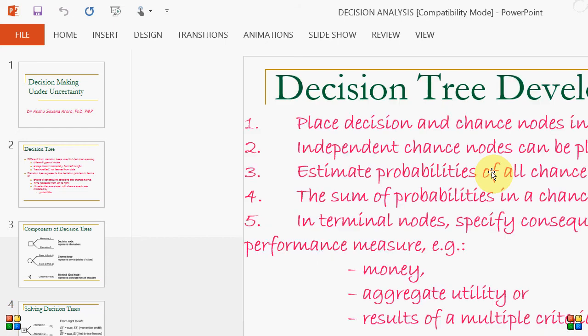And then, of course, for decision tree development, you have to place the decision and chance nodes in a logical time order. Independent chance nodes can be placed in any order. Estimate probabilities of all chance events. The sum of probabilities of a chance node must be 1, and that's important. And in terminal nodes, specify consequences by a single measurement of money, aggregate utility, or results of multiple criteria analysis. But in this case, we'll use money as a profit-making initiative.